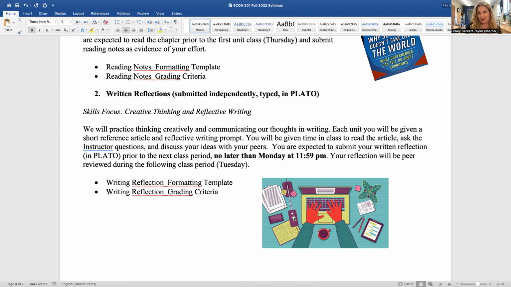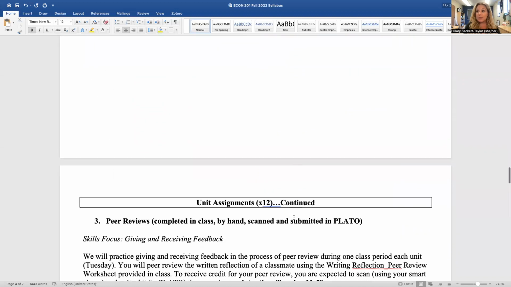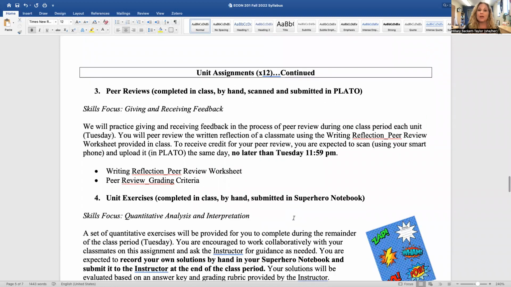Now, these assignments, although they're done independently outside of class, will be submitted in Plato and shared with your peers. That's because the third assignment is a peer review. Remember, I said that one of the learning outcomes I'd really like to work on is the process of giving and receiving feedback. So you'll submit your writing to me in Plato, and then I'll print them out and bring them to class. In class, you'll engage in a process of peer review, where you'll actually read other people's reflections and evaluate them based on a rubric that's provided to you.